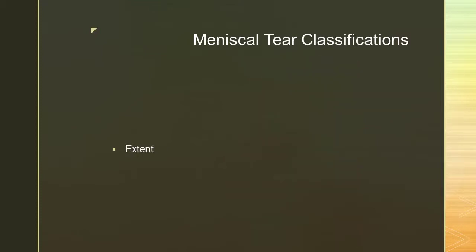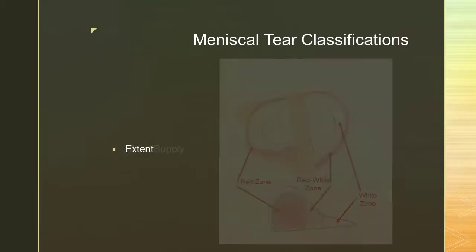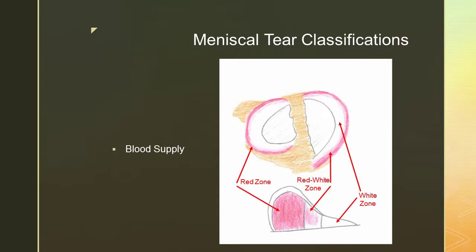The second classification is the extent, and that simply is whether it is an incomplete, a complete, or a complex tear. Then there is the blood supply. There are three different types of blood supply areas in the meniscus. The most outer area is the red to red. These are vascular tears and therefore they are repairable.